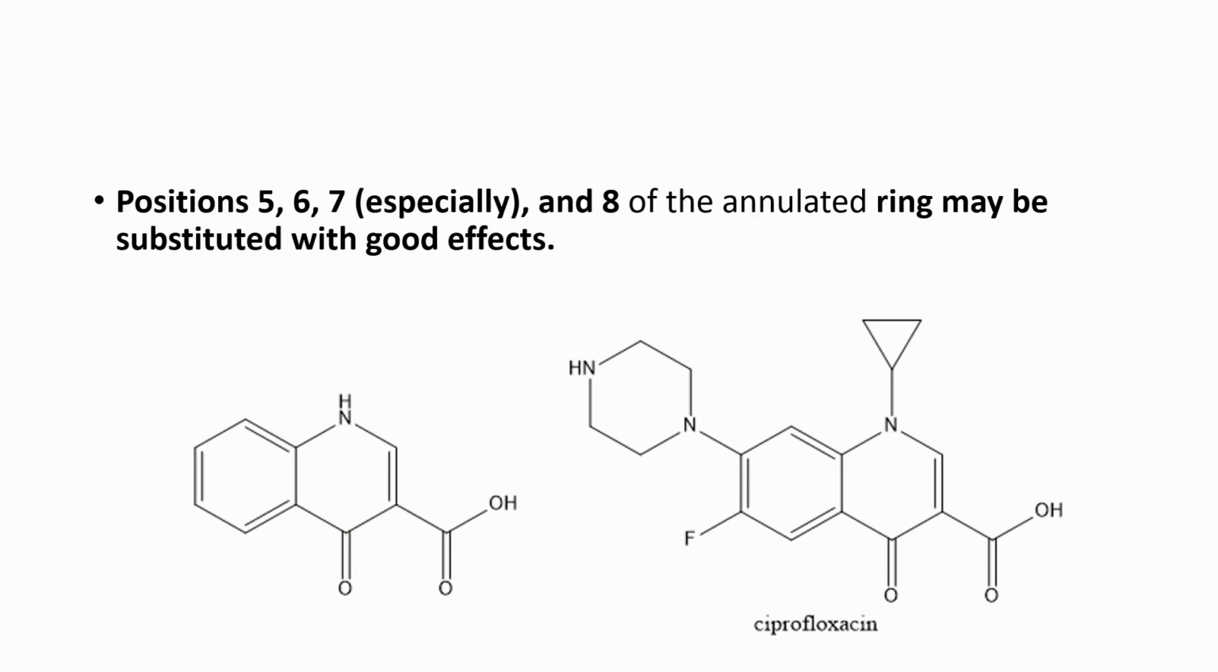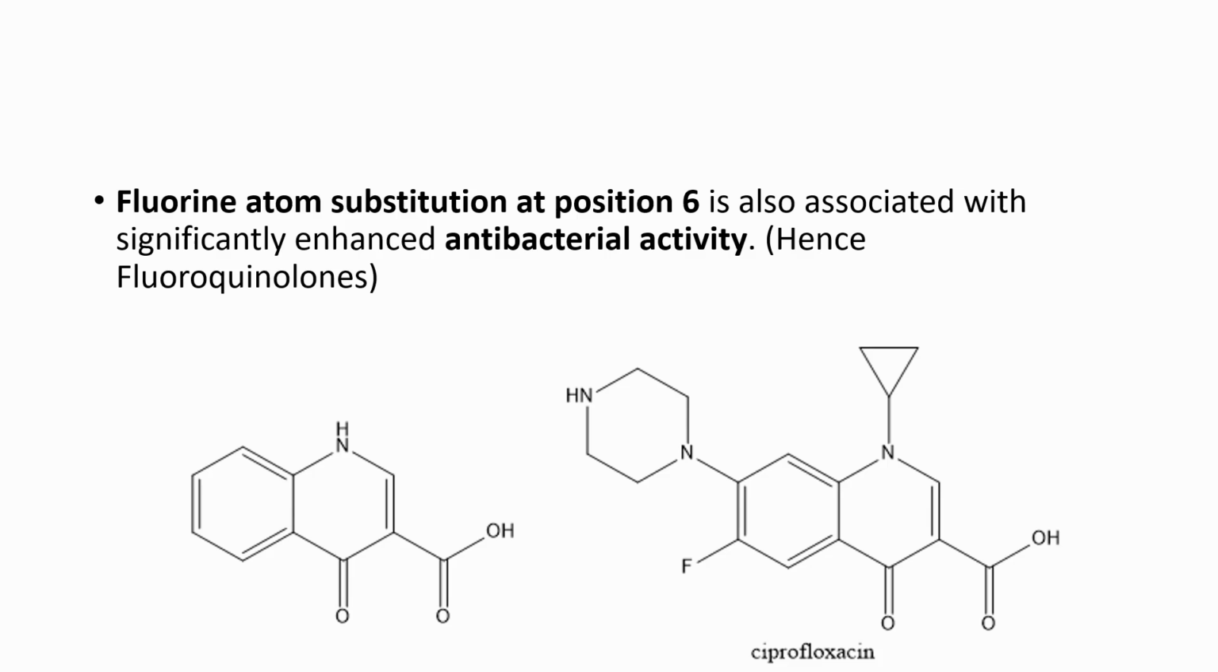Next SAR, positions 5, 6, 7 and 8 of the annulated ring may be substituted with good effects. So let's count. 1, 2, 3, 4, 5, 6, 7, 8. So 5, 6, 7, 8 are all good for substitution. However, some substitutions are better than others. In particular, fluorine substitution at position 6 is associated with significantly enhanced antibacterial activity, hence the name of our fluoroquinolones. So 1, 2, 3, 4, 5, 6. Ideally, you should put a fluorine atom at number 6. Hence, you see fluorine at number 6 in our ciprofloxacin.